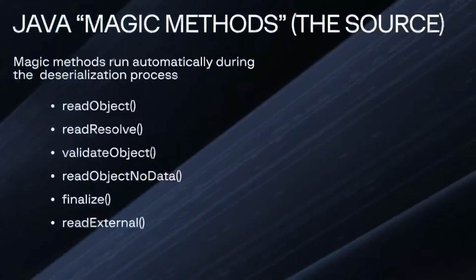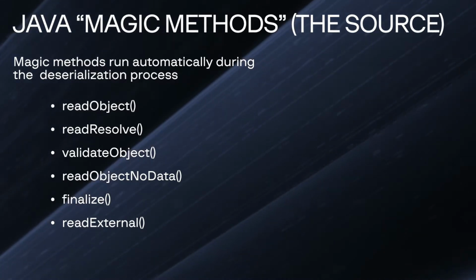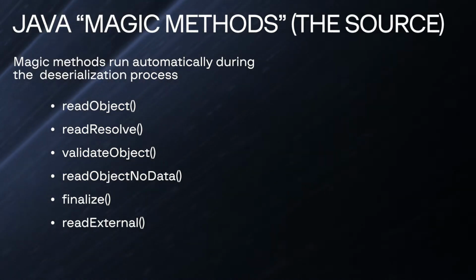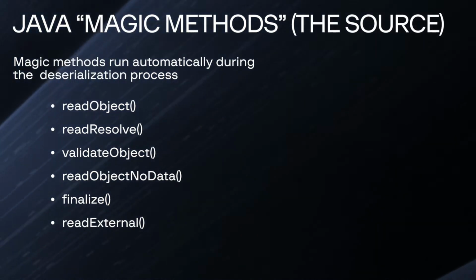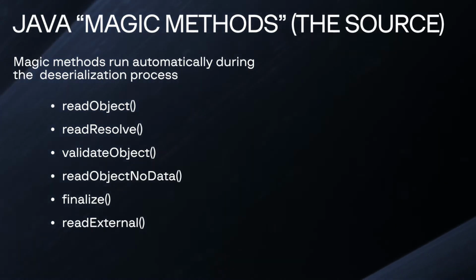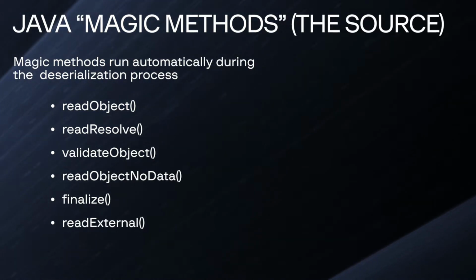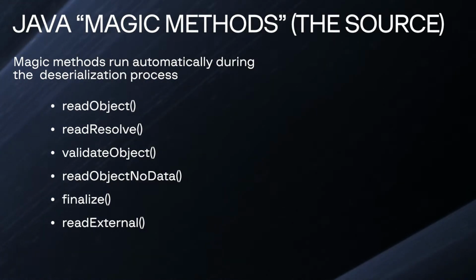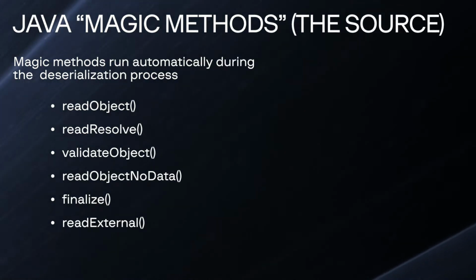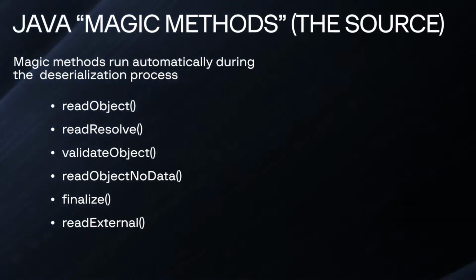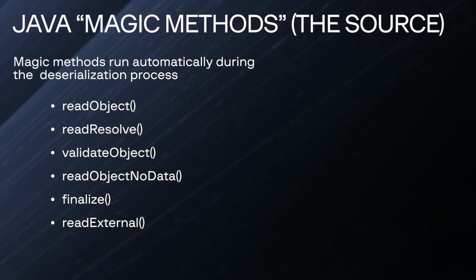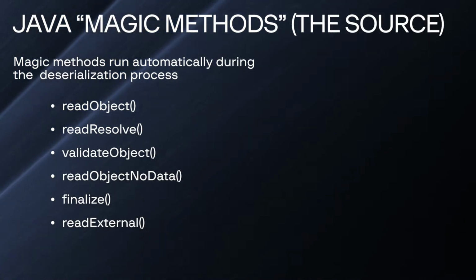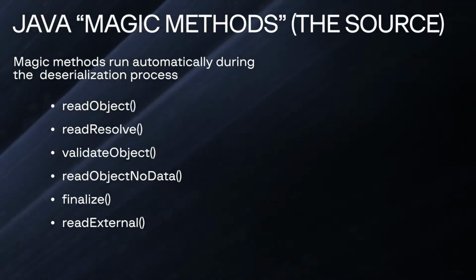Next, we will get to know what magic methods are and what a gadget chain is. Magic methods, also known as the source, are methods that are run automatically during the deserialization process, and can be readObject, readResolve, validateObject, or finalize. The magic method is used to run code during deserialization. After that, we can see how we can use this magic method in the exploit process.